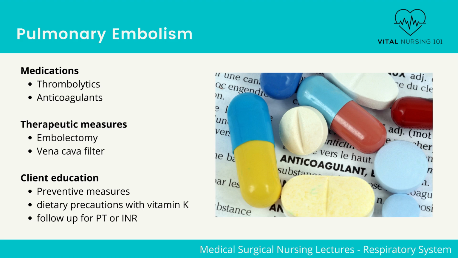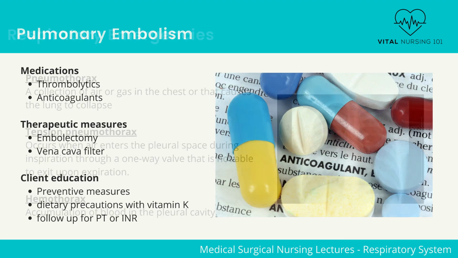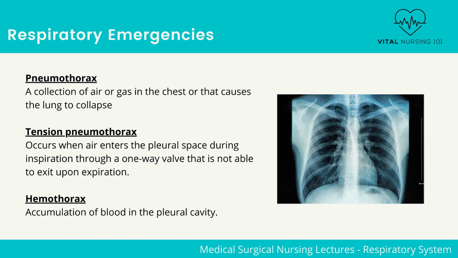Now, in this part of the lesson, we will learn about pneumothorax, tension pneumothorax, and hemothorax. It's useful to know what the major differences are, starting with pneumothorax. Pneumothorax is a collection of air or gas in the chest or pleural space that causes part or all of the lung to collapse due to a loss of negative pressure.